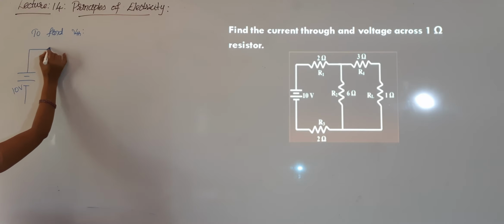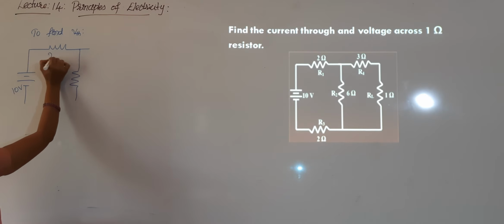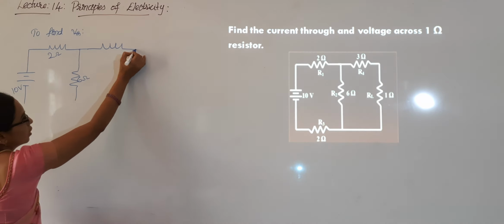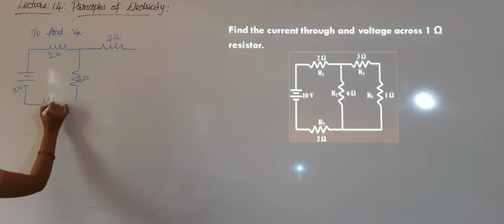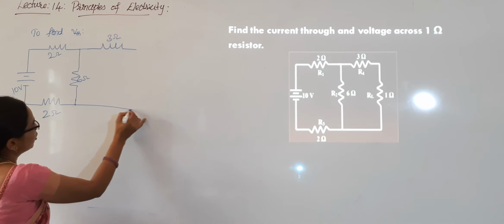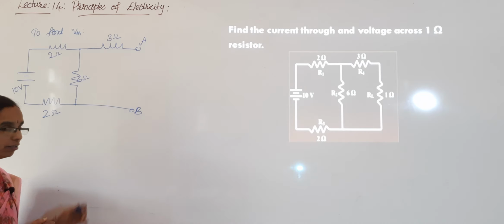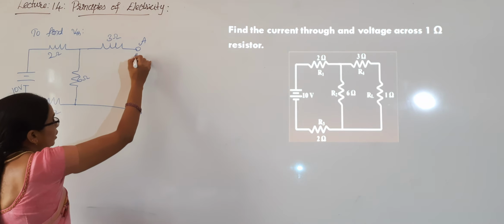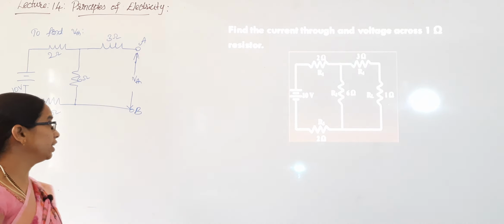10 volt voltage source, and the R1 is of 2 ohm, R2 is of 6 ohm, and R4 is 3 ohm, R3 is there, that is 2 ohm, and we will remove this 1 ohm resistor, and mark the terminal as A and B. The first step, we have removed the 1 ohm resistor and marked those terminals as A and B, and the voltage across A and B you should calculate, that will become the Thevenin's voltage VTH.